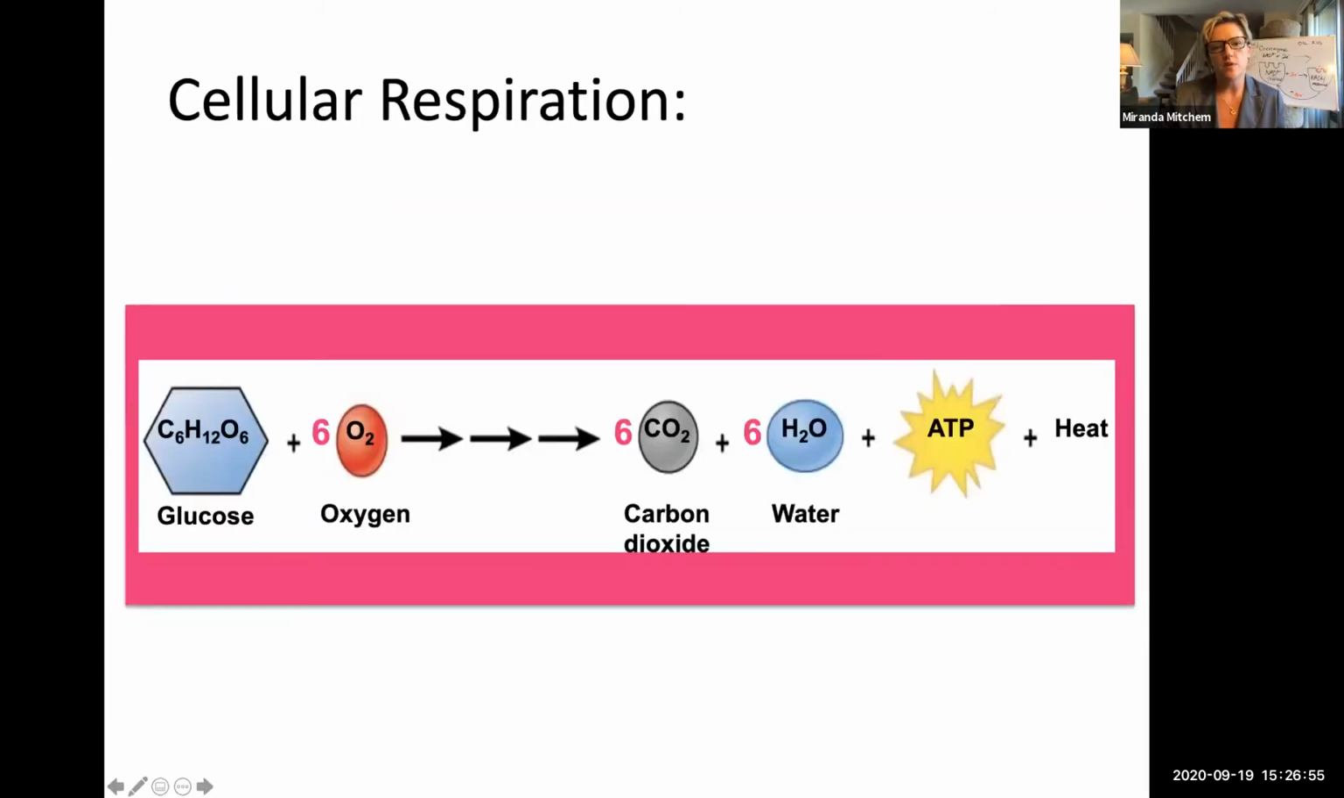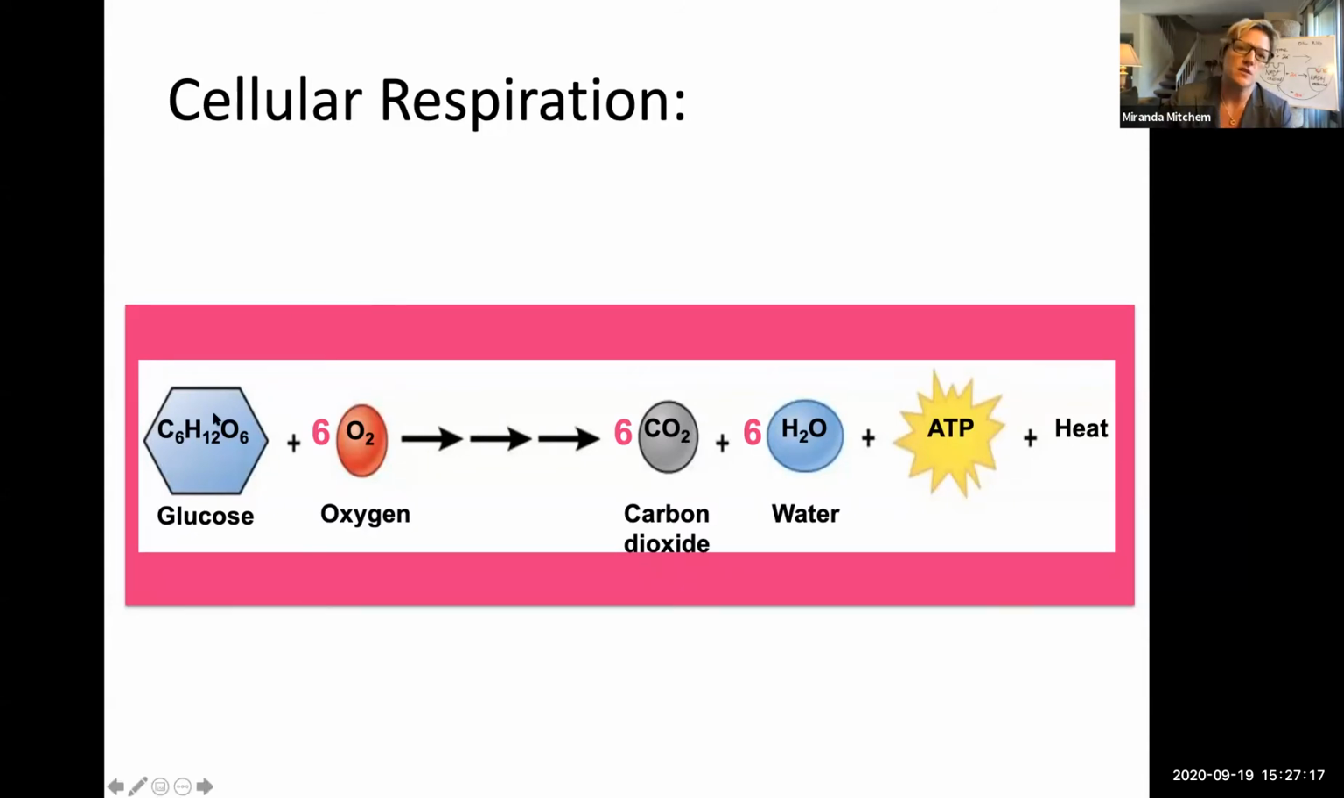All right, so this is the balanced chemical equation for cellular respiration. This is something that you'll need to know, and you'll want to be able to retrieve it quickly, or make yourself have it out in a nice place that you can quickly get to.